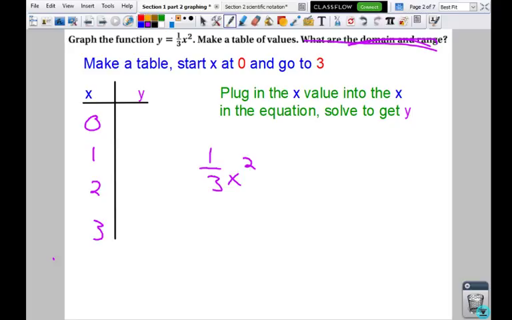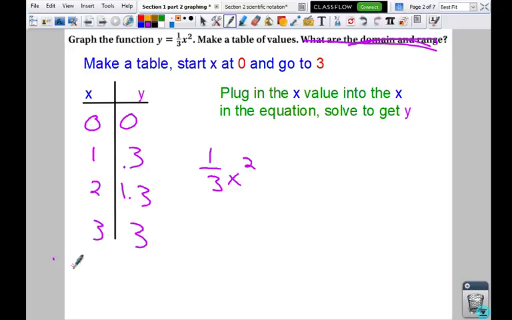So I've got my table here in Desmos, pretty nice. When I plug in 0 for my x, I get 0 for y. When I plug in 1, I get 0.3 repeating, 2, 1.3, 3, 3. So I'm going to fill up my table here real quick. So I had 0, 0.3, 1.3, and 3.